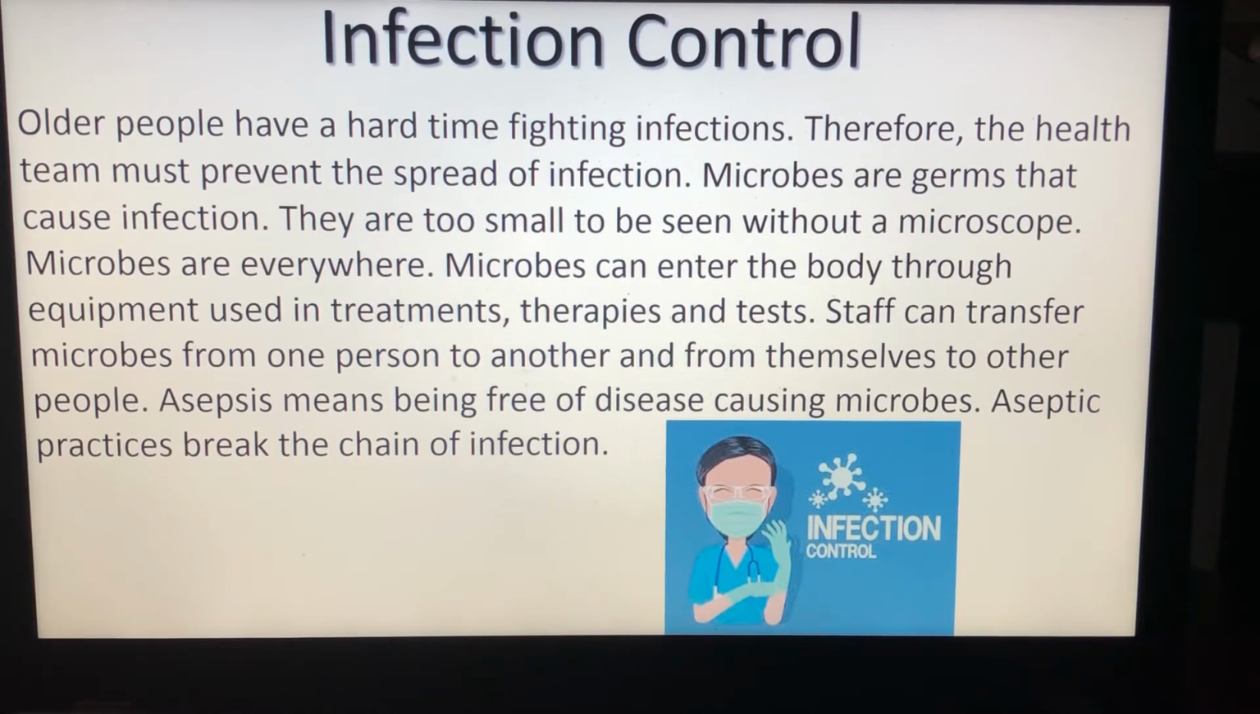Microbes are germs that cause infection. They're too small to be seen without a microscope. Microbes are everywhere. Microbes can enter the body through equipment used in treatments, therapies, and tests. Staff can transfer microbes from one person to another and from themselves to other people. Asepsis means being free of disease-causing microbes. Aseptic practices break the chain of infection.